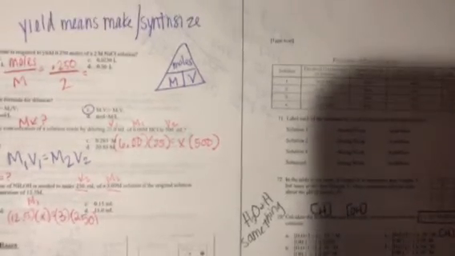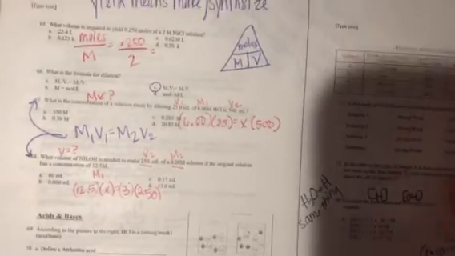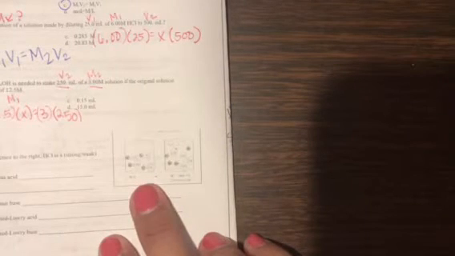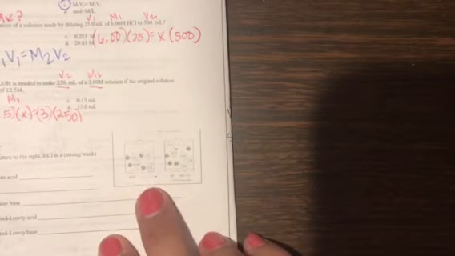Number 69. You have to look at the picture really close. Okay, so you're looking at the picture. It says, according to the picture on the right, HCl is a strong acid or a base. So you're looking at what it breaks into. So it breaks into H's. If it's breaking up into H's in this diagram right here, it means it's a strong acid.